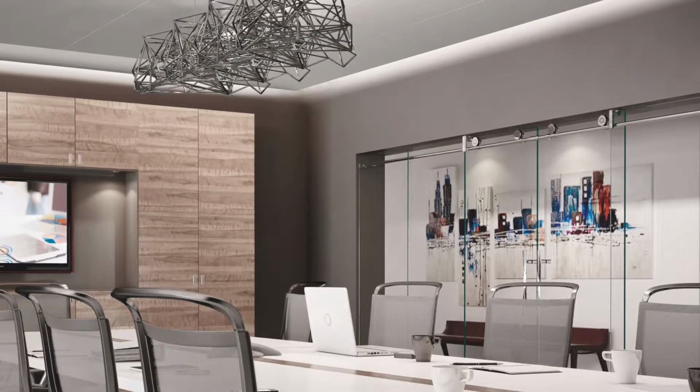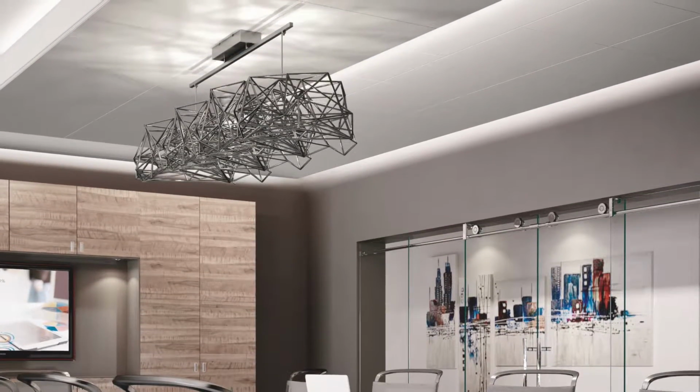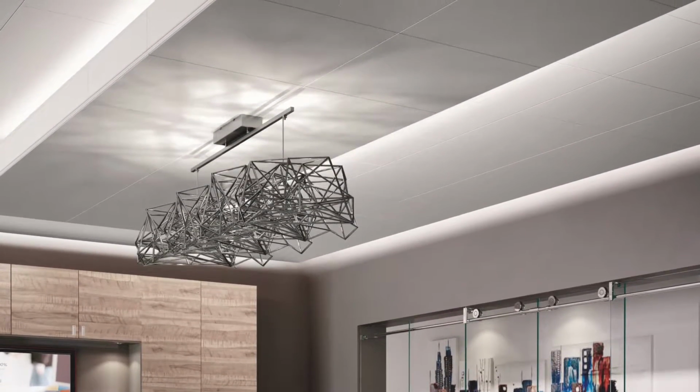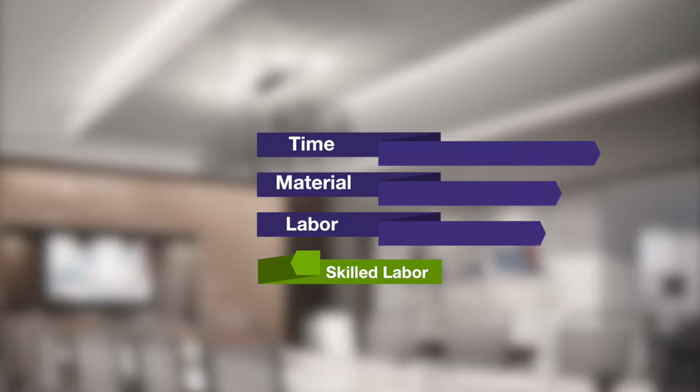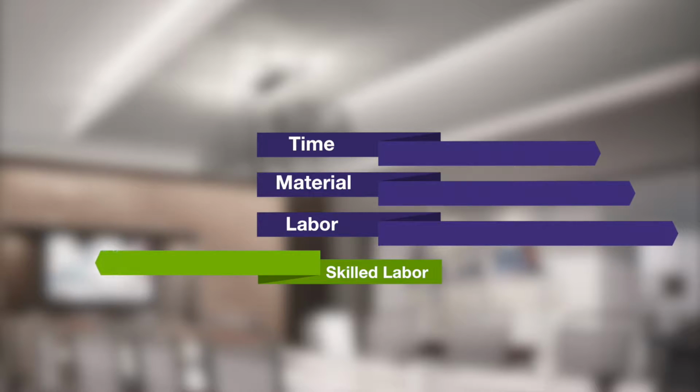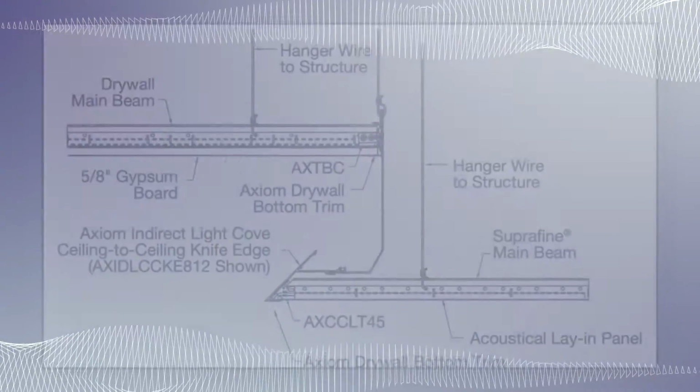Indirect light cove lighting is a popular way to evenly light spaces without the harsh effects of direct downward lighting. But the high construction costs of time, material, and labor, combined with a reduced skilled labor pool, calls for a simple, modular, engineered light cove solution.